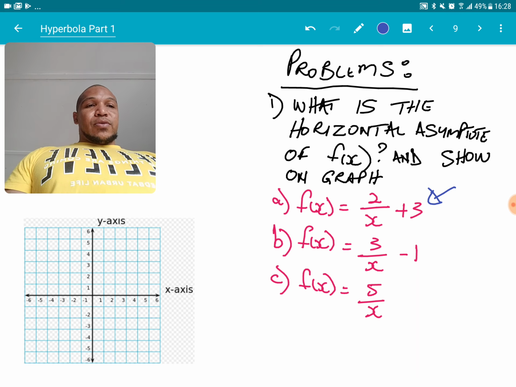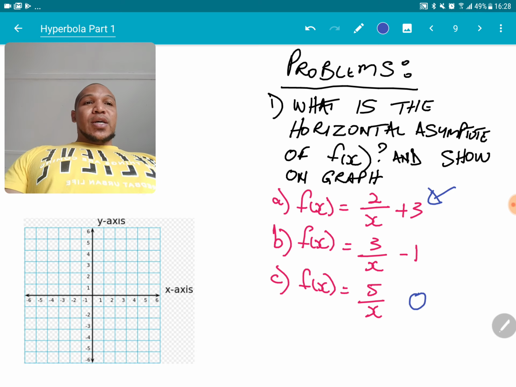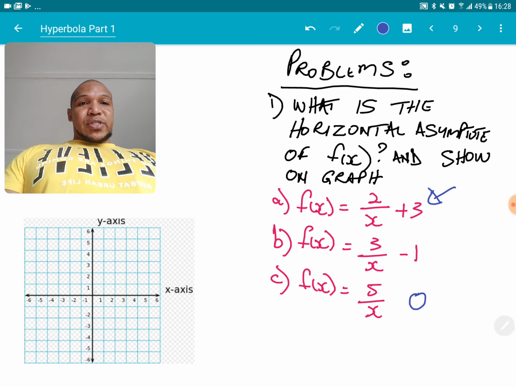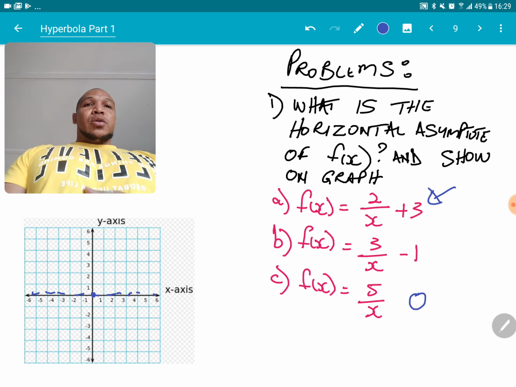f of x is equal to 5 over x. And that's obviously a 0 there, but they don't show us. So what will my horizontal asymptote be? My point will be 0. And it will lie on my 0 line there. Problem solved.